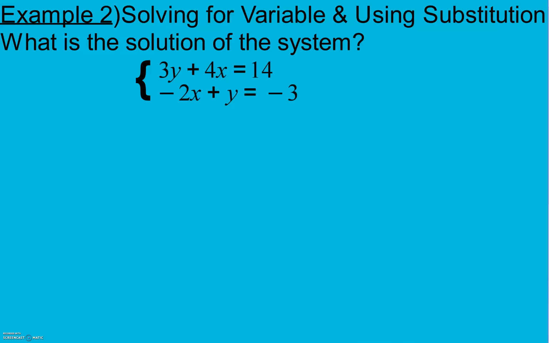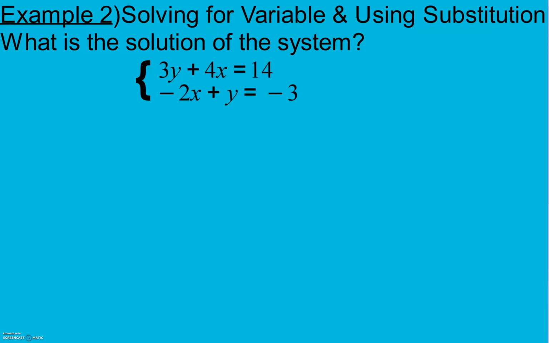In example 2 here, when we solve for a variable first and then use substitution, when we look at this system here, it doesn't look like it's solved for a variable yet. We don't have x equals a value or y equals a value. We have to find that.